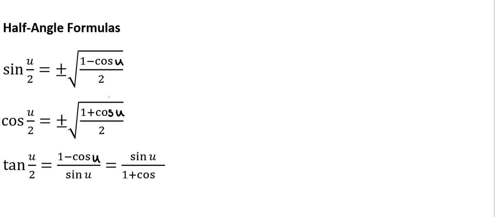Now, it's important to know that for the sine of u over 2 and for the cosine of u over 2, it really depends on what quadrant our u over 2 lies in. That's how we can tell if we're using the positive or the negative.